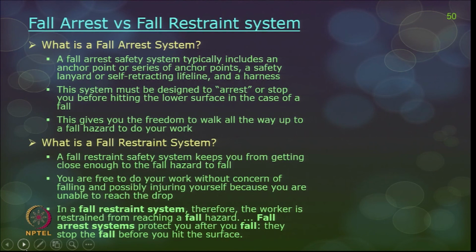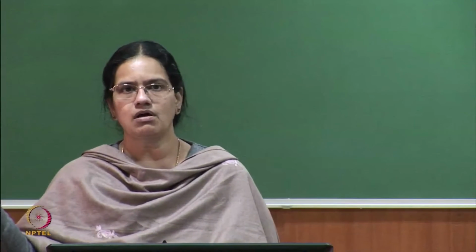So, this fall arrest system and fall restraint system, let us discuss a little bit. Both these systems generally have PFAs as a backbone. Okay. Fall arrest systems are designed to arrest or stop you before hitting the lower surface in the case of a fall. It is like a dog and a leash. The dog can move only till the leash length, in the same way a fall arrest system works. You will not go beyond a certain limit and fall.